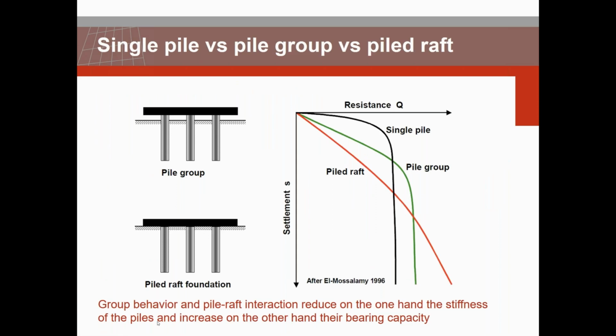If we look at the behavior of a single pile versus a pile group and a pile raft, on the graph on the right side, you can see in black the behavior of the single pile, in green the pile group, and in red the pile raft. It is clear that pile group behavior and pile raft interaction reduce on the one hand the stiffness of the piles and increase on the other hand their bearing capacity.